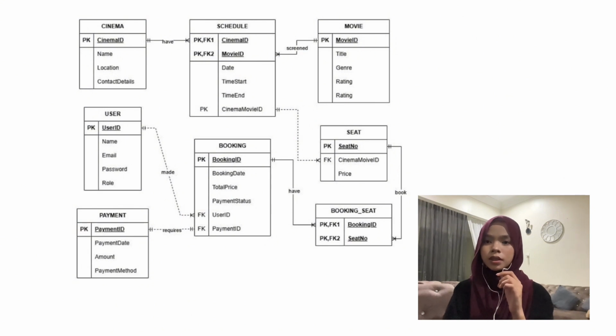Third, we got seat and booking seat. A seat can only be booked once for a particular schedule, ensuring proper availability. Each cinema can host multiple movies at different schedules. User management: users must register with a unique email. They can be either admins or customers.